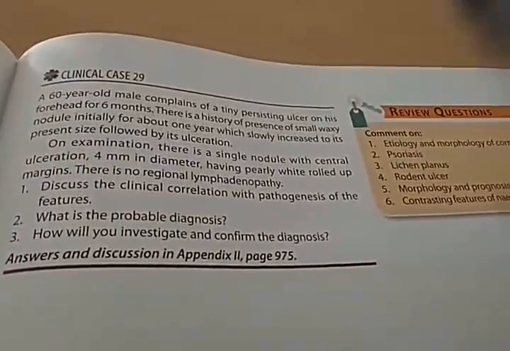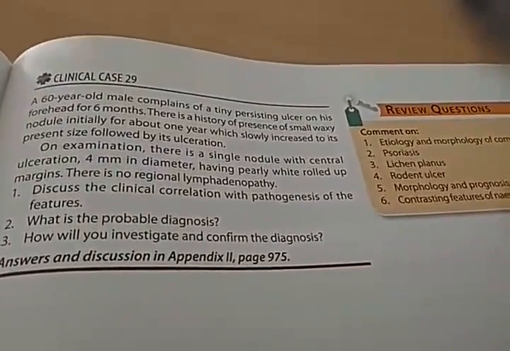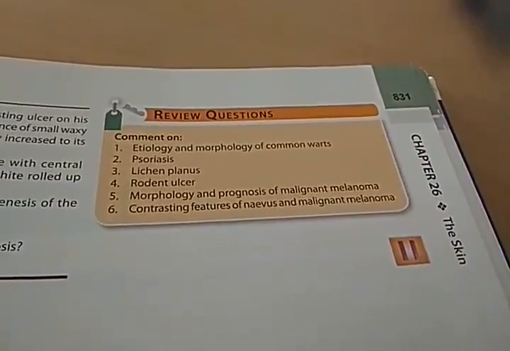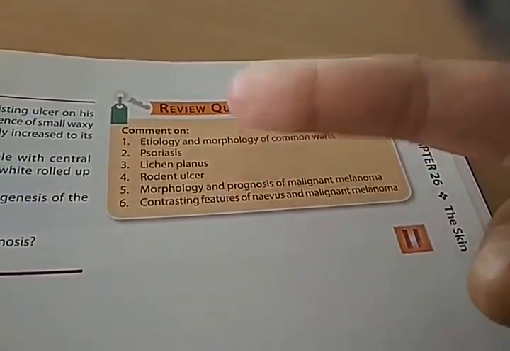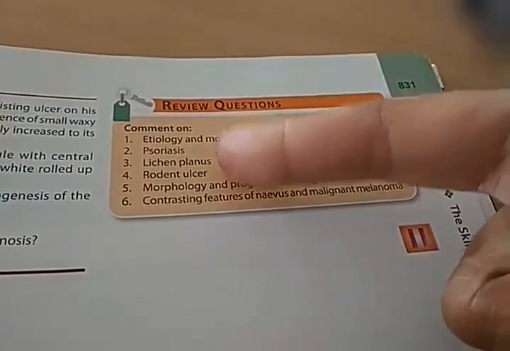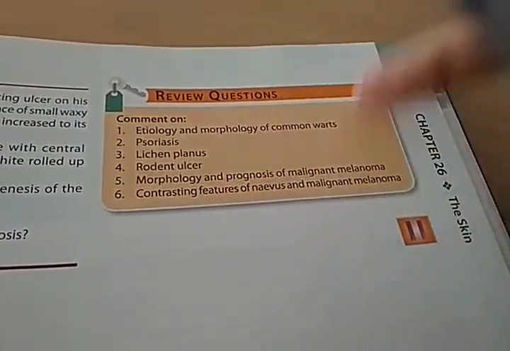And then what is this? Here they have some clinical cases also given. And for answers, you have to look at the appendix. And here, what have they given? Review questions. Common warts, psoriasis, lichen planus, rodent ulcer. Rodent ulcer is nothing but basal cell carcinoma, right? So all that you should know.